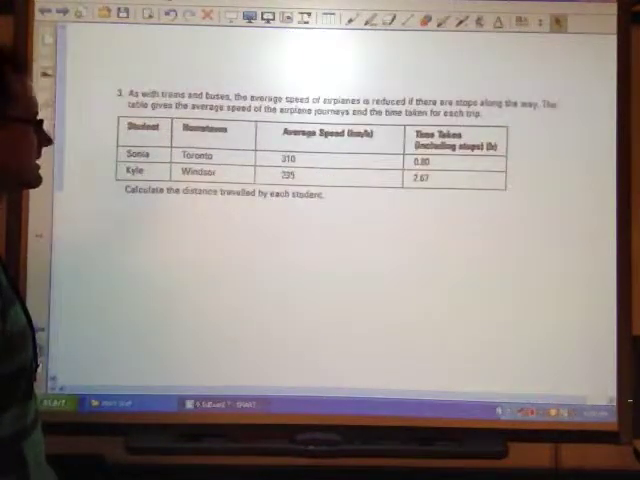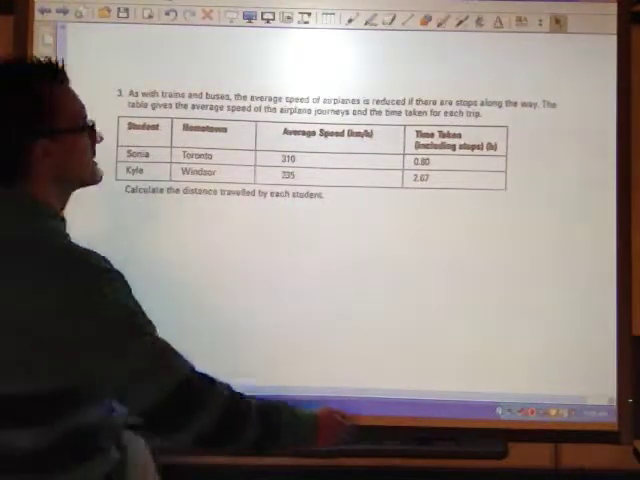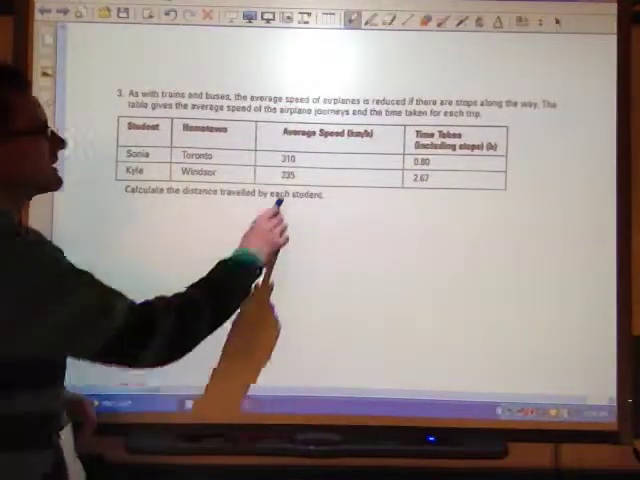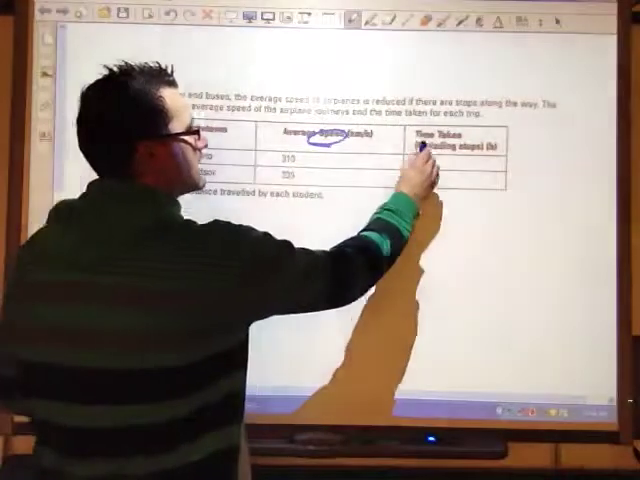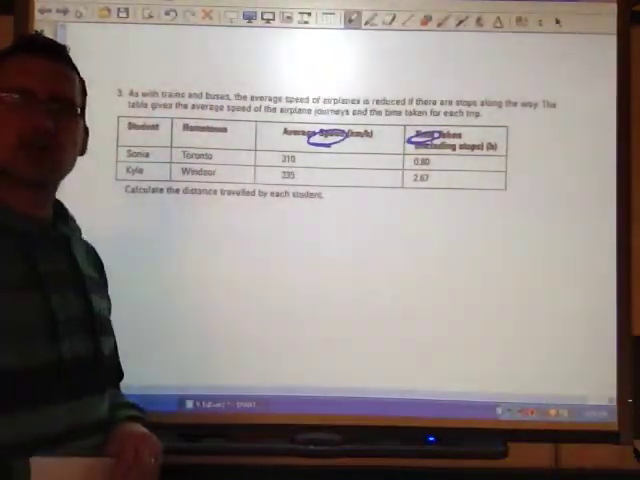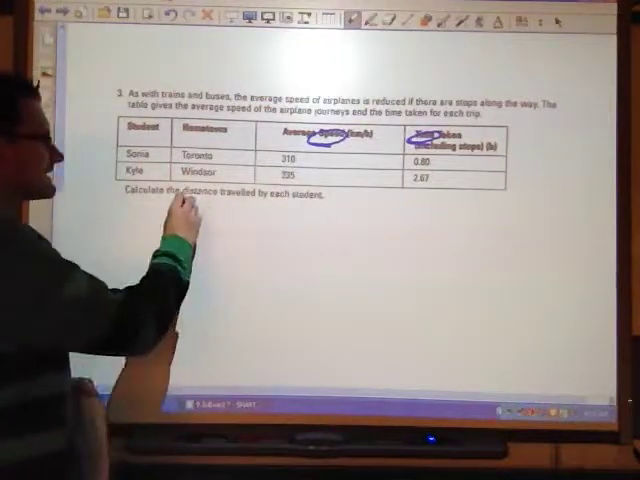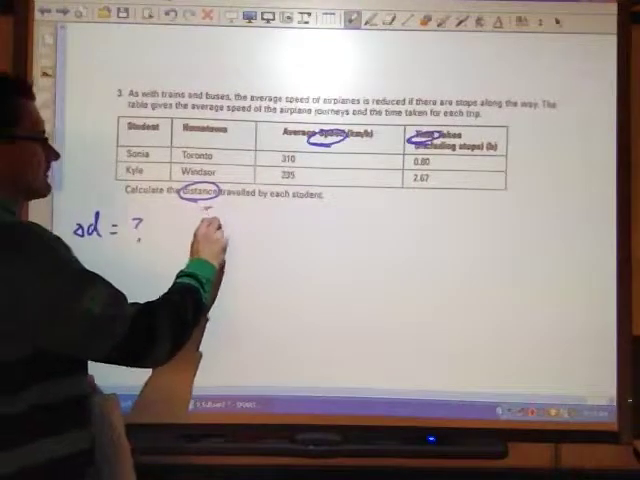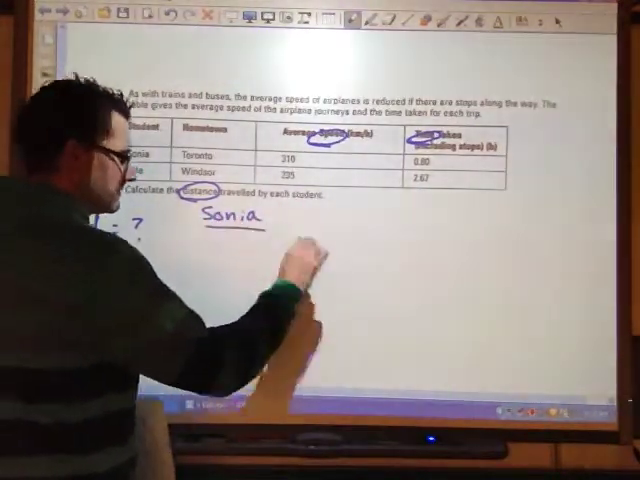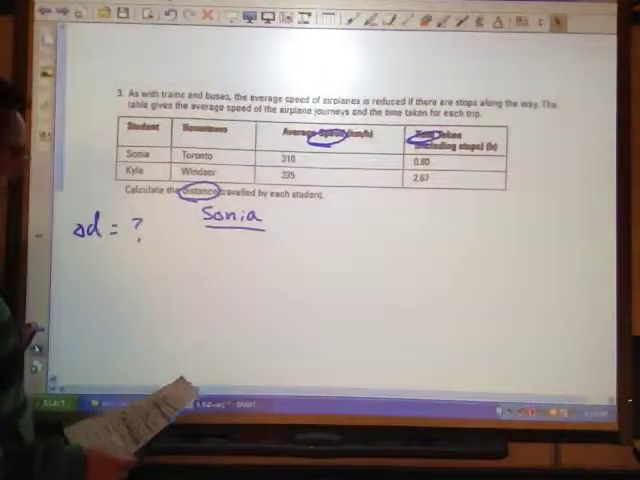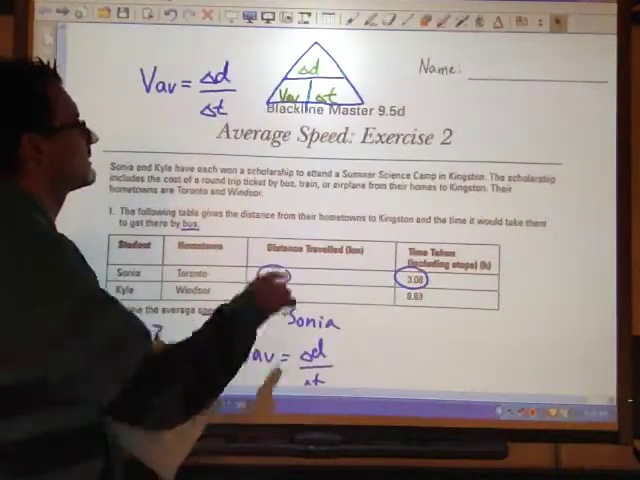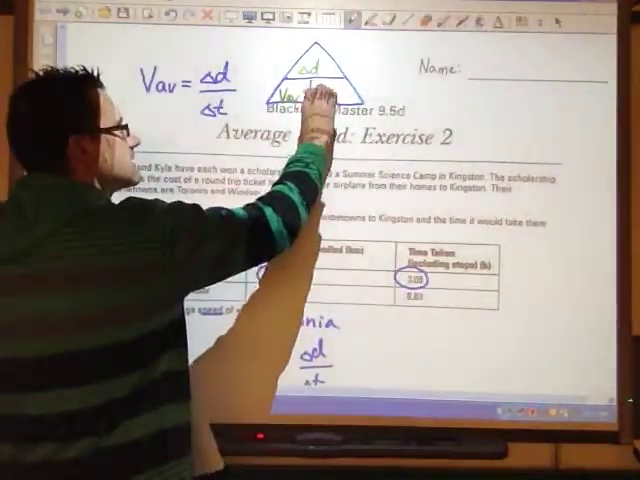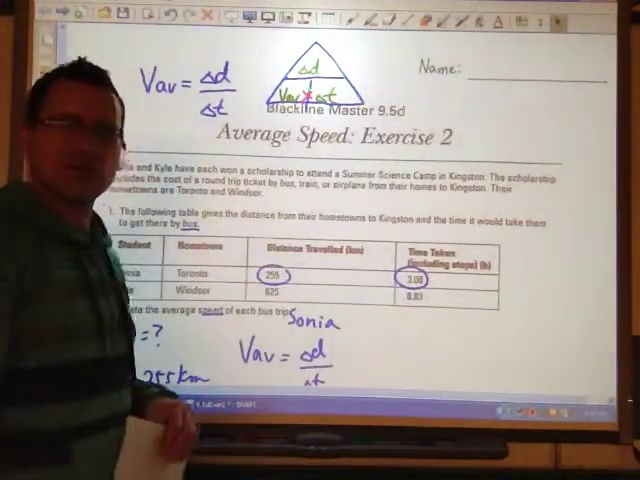And then the last part of this question, number 3: as with trains and buses, the average speed of airplanes is reduced if there are stops along the way. The table gives the average speed and the time taken. And the only thing we haven't been asked to find yet is the distance. So in all of these, we're going to be asked to find the distance traveled. Once again, I'll go through Sonia's information here. Looking for distance traveled, going back to the pyramid of power, we're looking for D, V and T are side by side. And as I mentioned in the other assignment, treat that as multiply. So V multiplied by T.